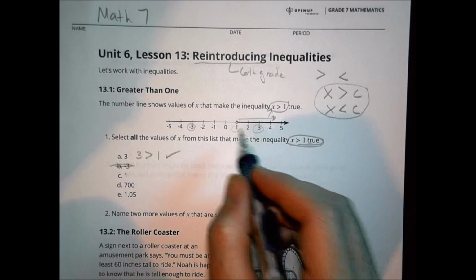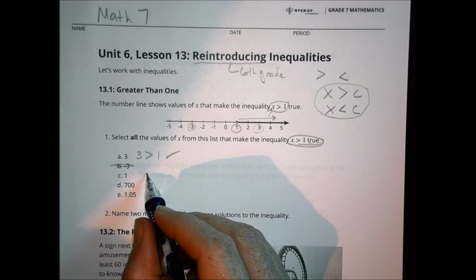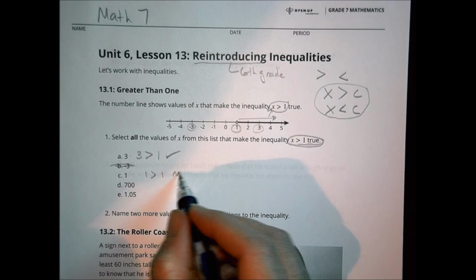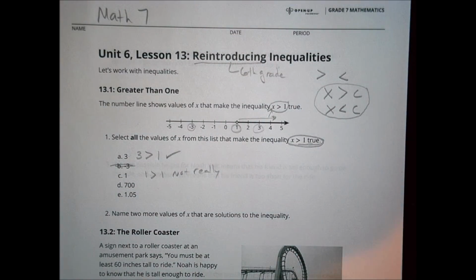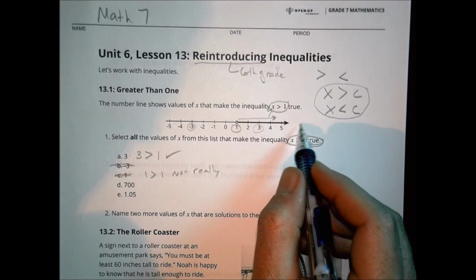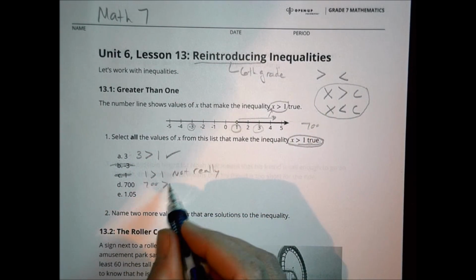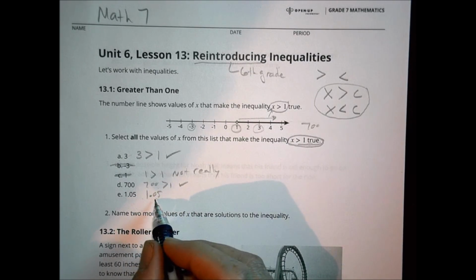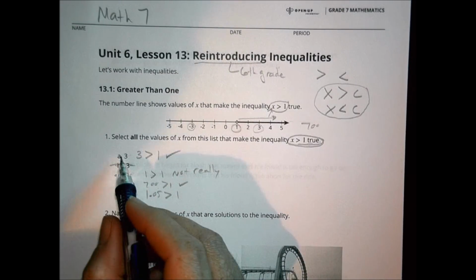How about the number 1 itself? Is 1 greater than 1? This is an interesting one because what we're saying here is, is 1 greater than 1? Not really, is it? 1 is equal to 1, but 1 cannot be greater than itself, so this would not be true as well. 700 would be way over here on my number line, continuing on there, so 700 is certainly greater than 1. That's true. And then even 1.05, even though it's only 5 hundredths greater, is still greater than 1. That would be true as well.